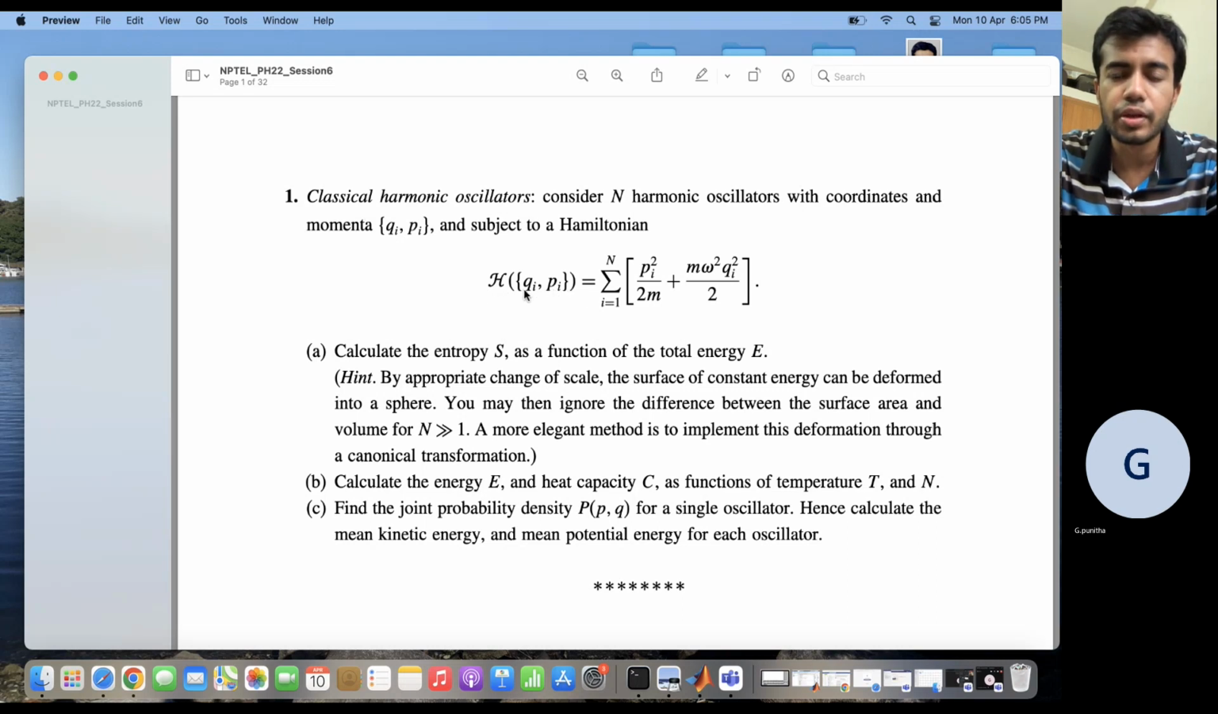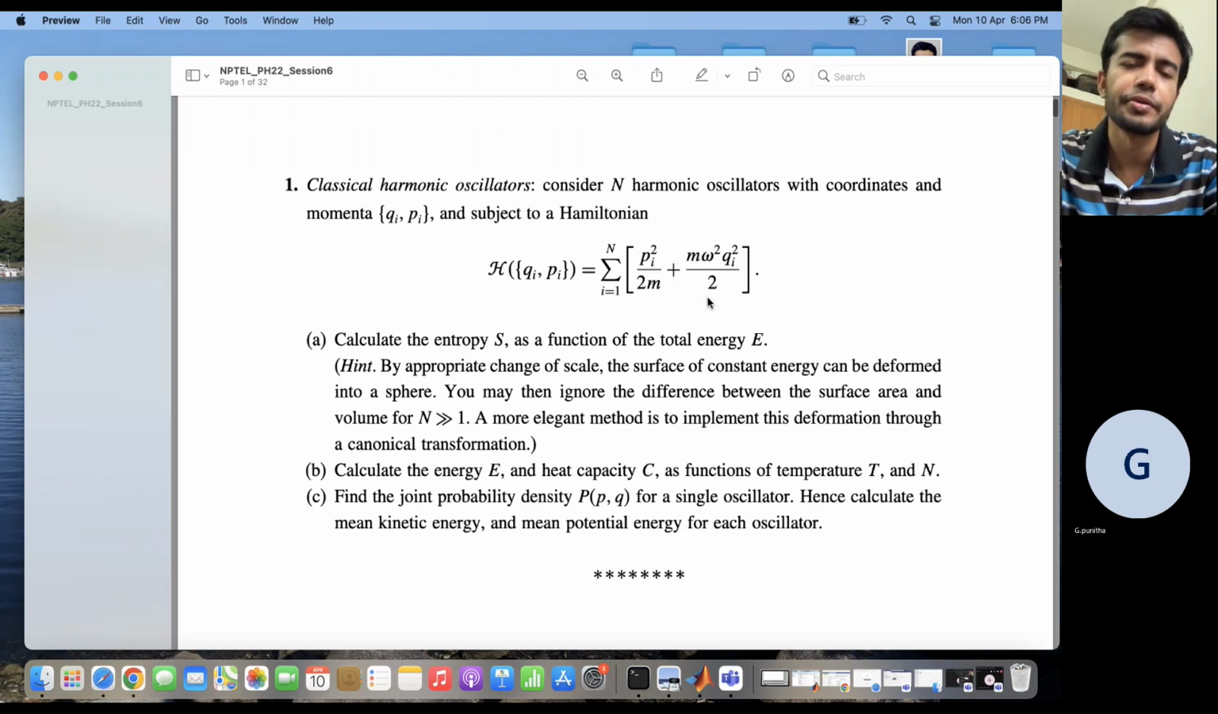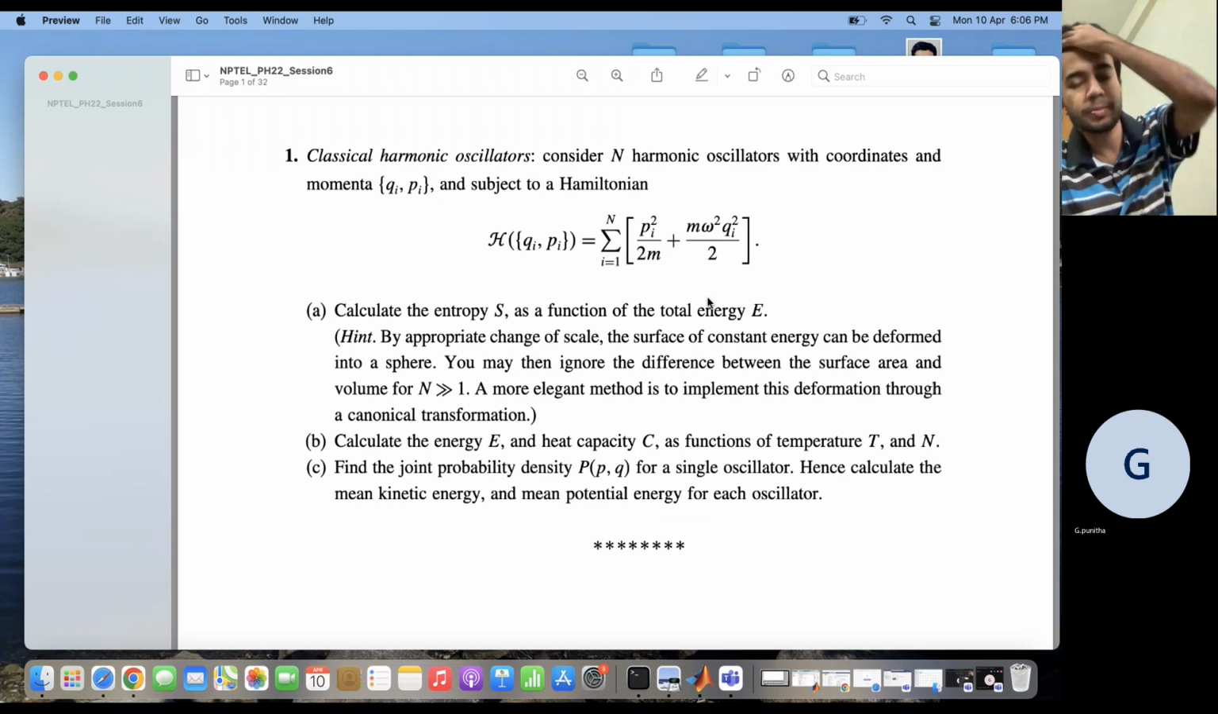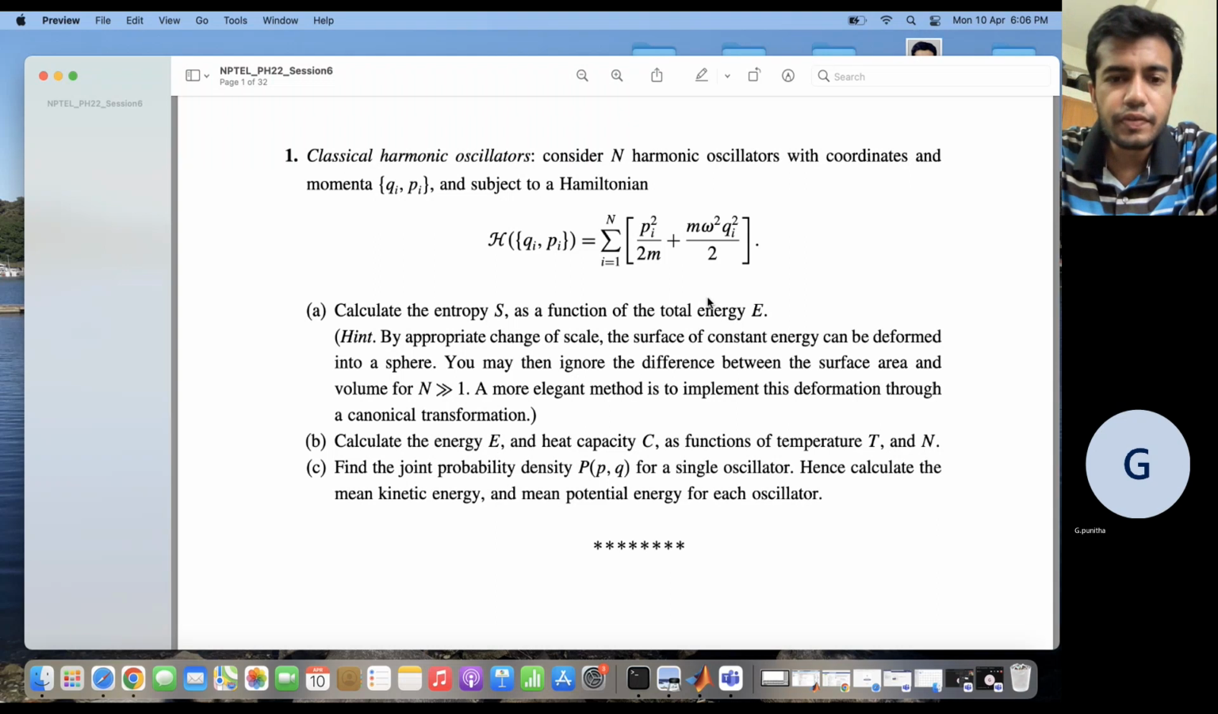So the total energy, the Hamiltonian of the full system, is given by the summation over i going from 1 to capital N of Pi squared by 2m plus m omega squared Qi squared by 2, where omega is the natural frequency of each oscillator. And these oscillators are independent, that is, they are not coupled to each other. So the first question is to calculate the entropy as a function of the total energy.